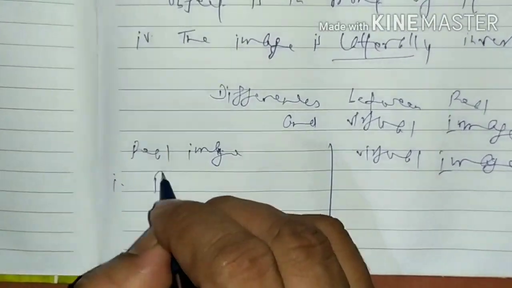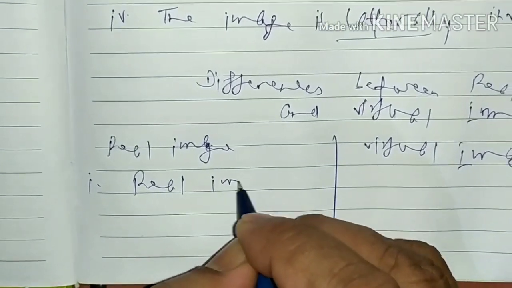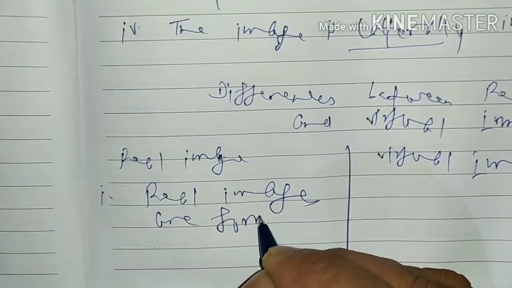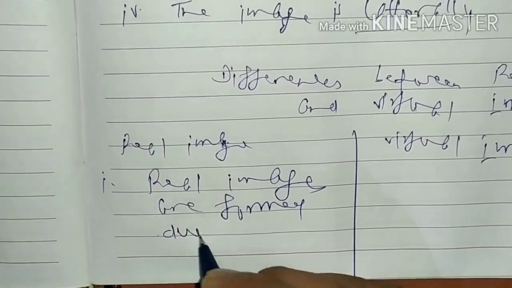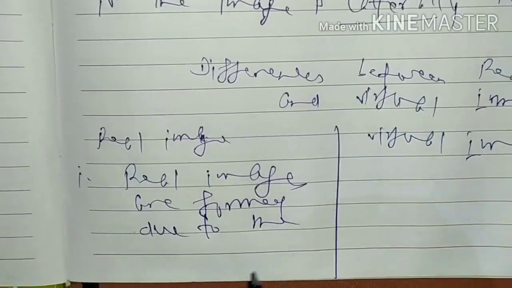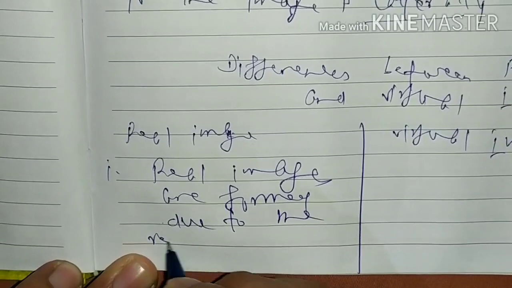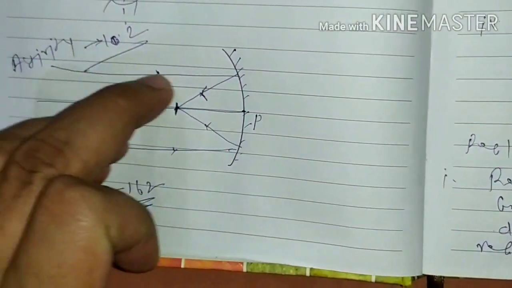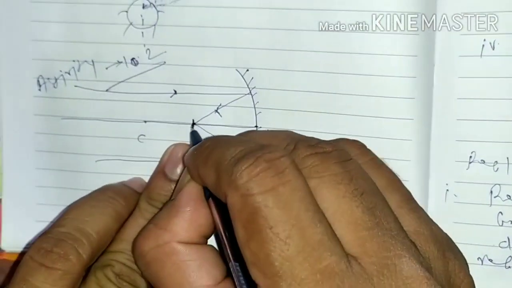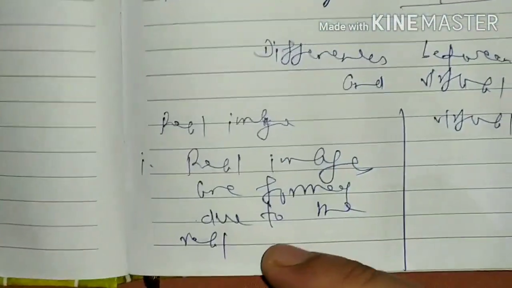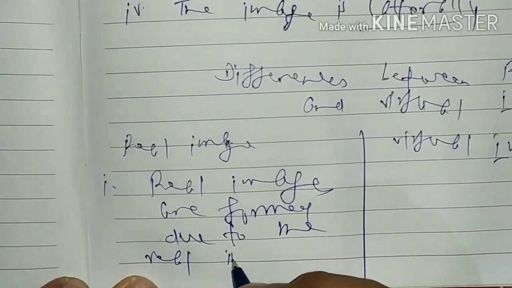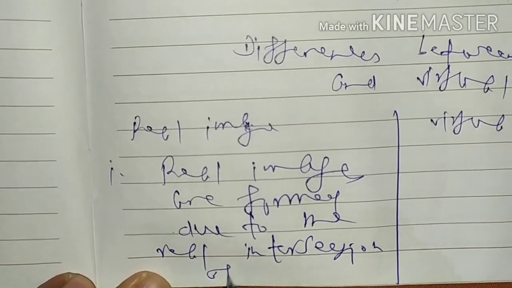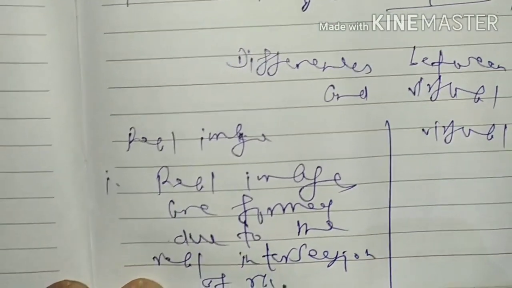First, real images are formed due to the real intersection. Real, as we have seen in the case of concave mirror here, rays of light after reflection really meet at a point. So real images are formed due to the real intersection of rays of light.